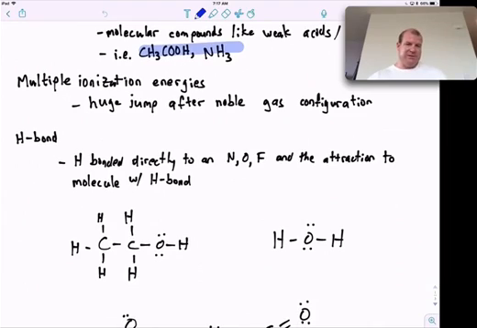Multiple ionization energies. Whenever there is a noble gas configuration, you'll see a huge jump in ionization energy after it. So, if you have lithium, the first ionization energy is kind of low. Then the next one's going to be huge, a huge difference. Then say beryllium, the first one's going to be smallish, the second one's going to be slightly bigger, and the third one is going to be huge because of the noble gas configuration. So that's the multiple ionization energy.